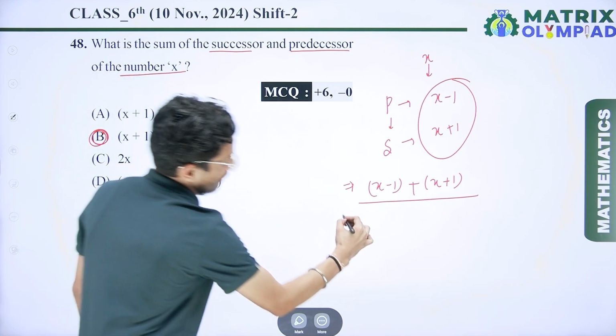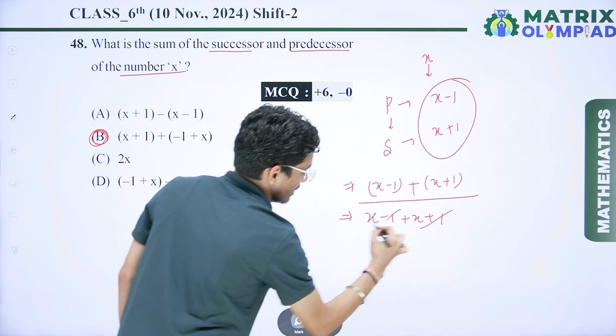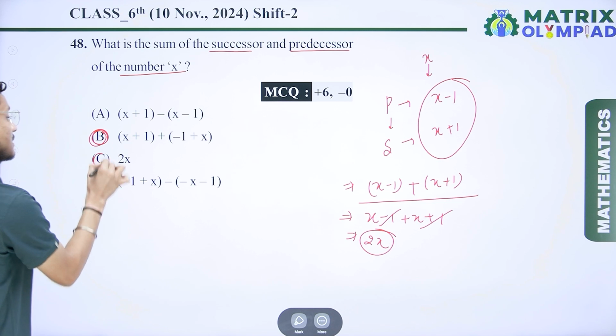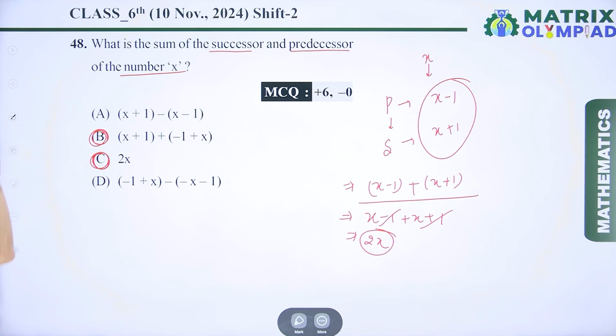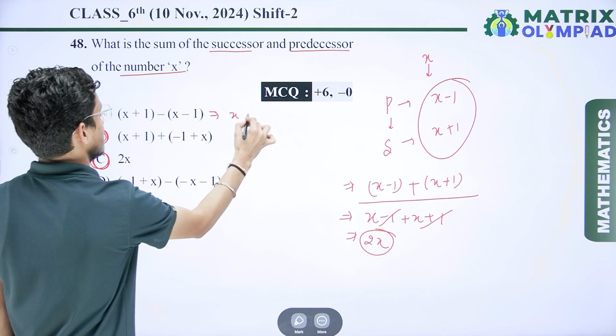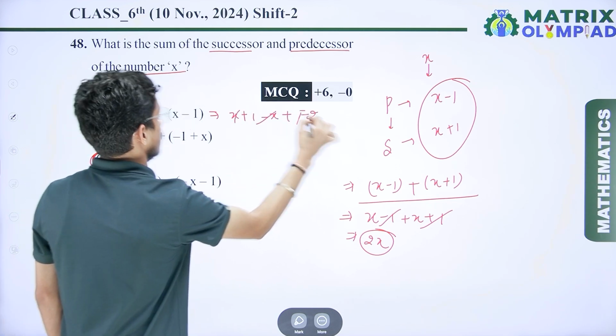First if I solve here, I get x minus 1 plus x plus 1. So plus 1 and minus 1 cancel out. So here we get 2x. So again 2x, so here option C is also correct. If I talk about the first option, if I solve this one, here I get x plus 1 minus x plus 1. So here we get 2. So this one is not possible.